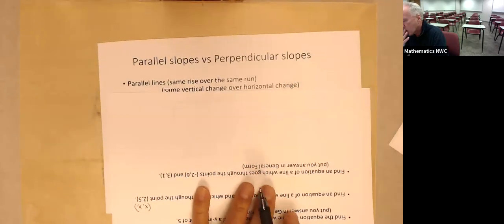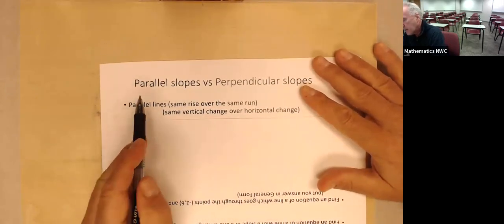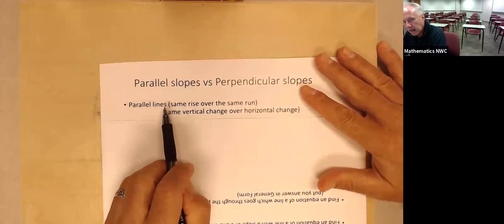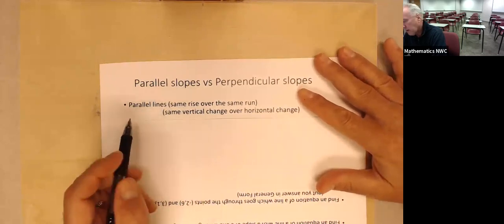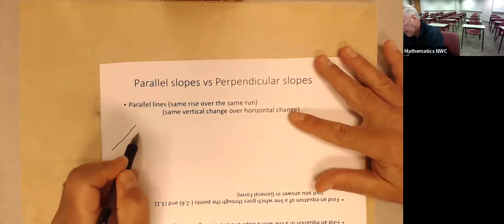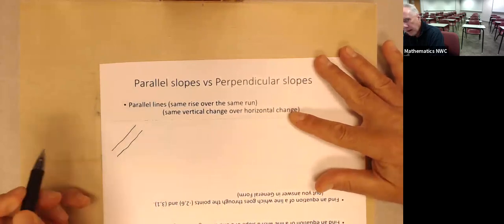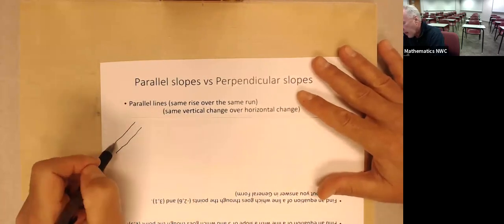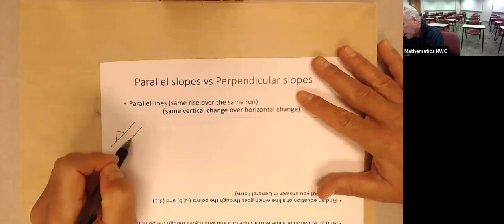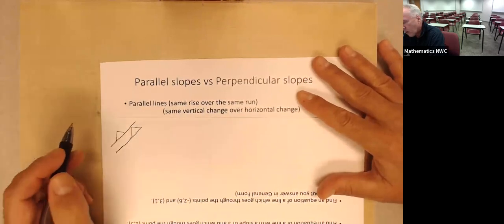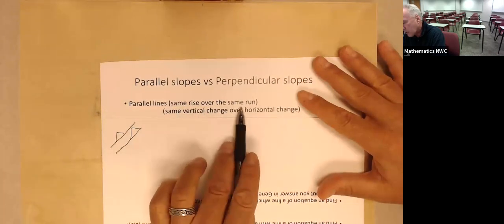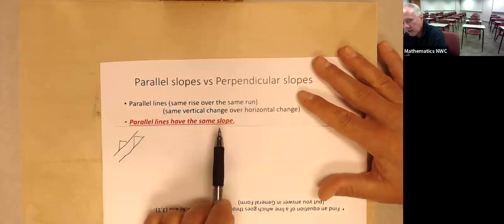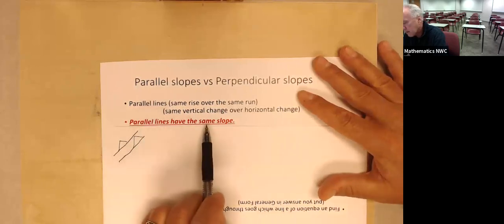The next concept that we're going to look at here is the idea of parallel slopes. It produces what is known as parallel lines. When lines are parallel, for example, we might say something like these two. I know I didn't draw this perfect, but those are approximately parallel lines. That means they have the same rise over run for each of them. Or we would say they have the same rise over run, same vertical change over horizontal change. We would say they have the same slope. Parallel lines, same slope.